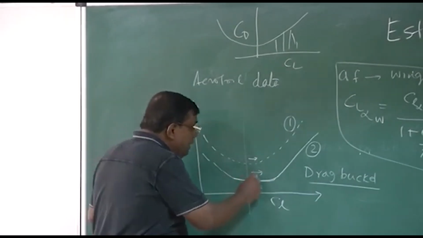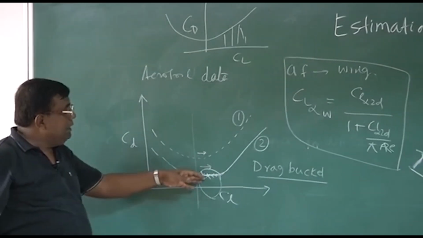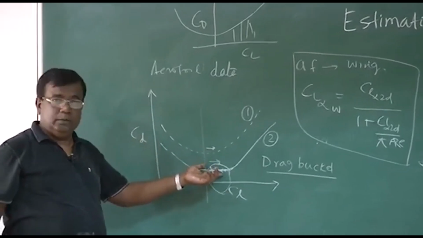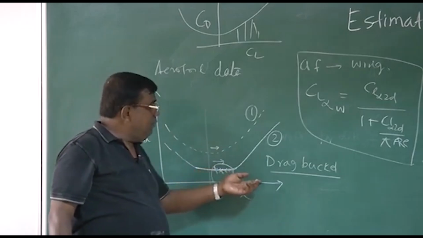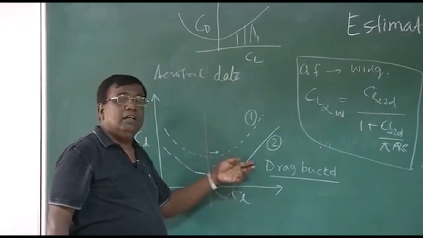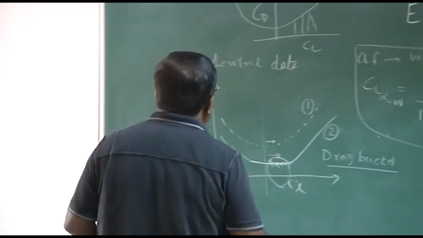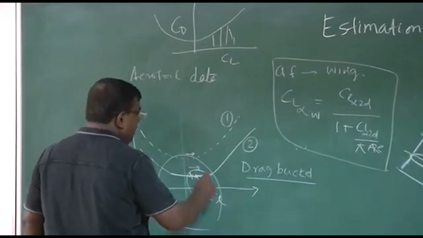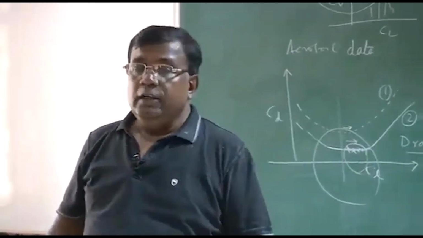If I am flying the machine at a CL close to this drag bucket zone, then there is hardly any increase in CD because of this. But if I am flying somewhere here, then I will have an unnecessary increase in CD because of the increase in CL, in addition to induced drag. That is something different. So a good designer will try to select the CL so that I am operating somewhere in this drag bucket. Or if the standard aerofoil is not able to fit that requirement, then you customize your aerofoil.